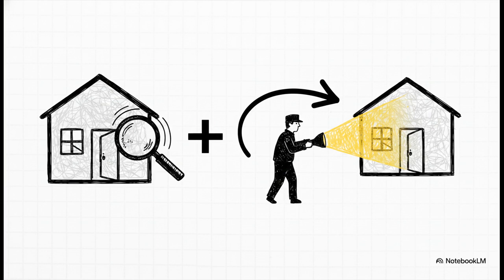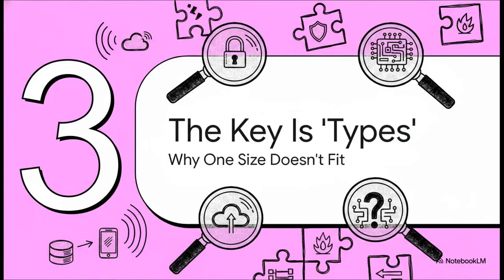Seems simple enough, right? But this brings us right back to the most important word in our original clue, the one that was missing. So we've got vulnerability and we've got scan. But the real key to this whole puzzle is the word types. This is the piece of information that our source document left completely blank, and it's the real heart of the mystery. Why isn't just one type of scan good enough?